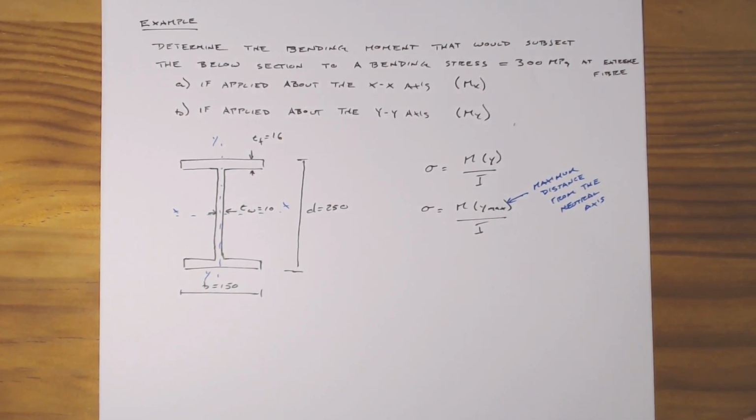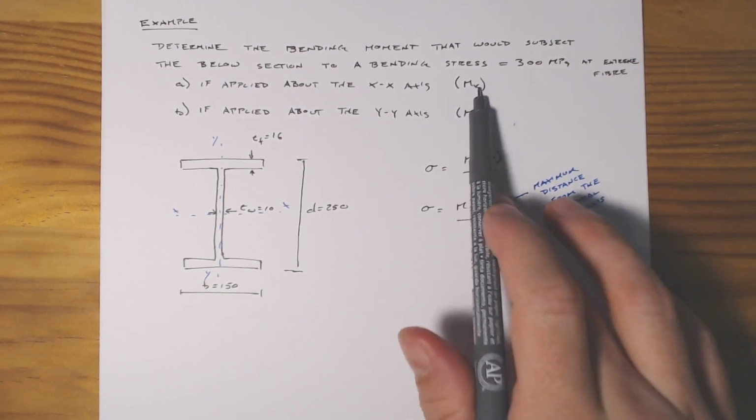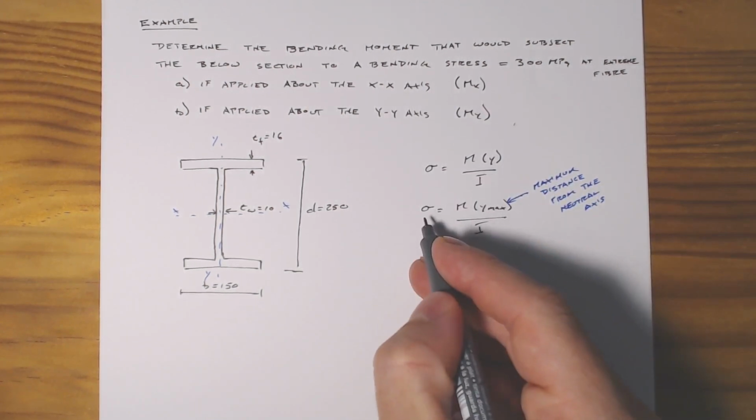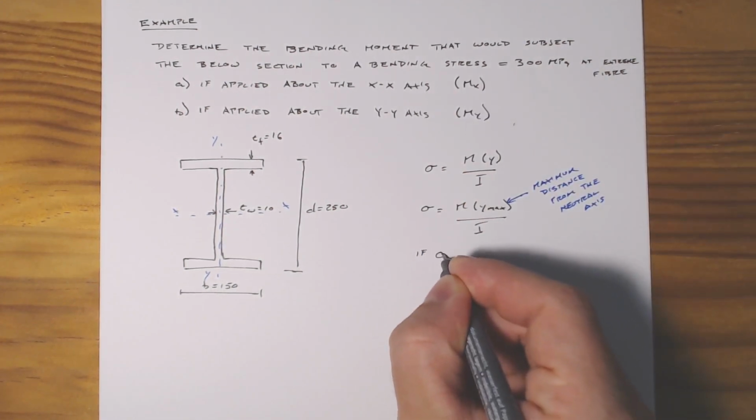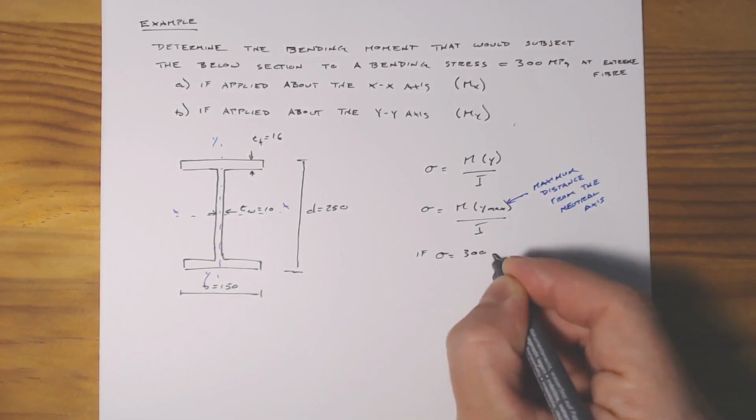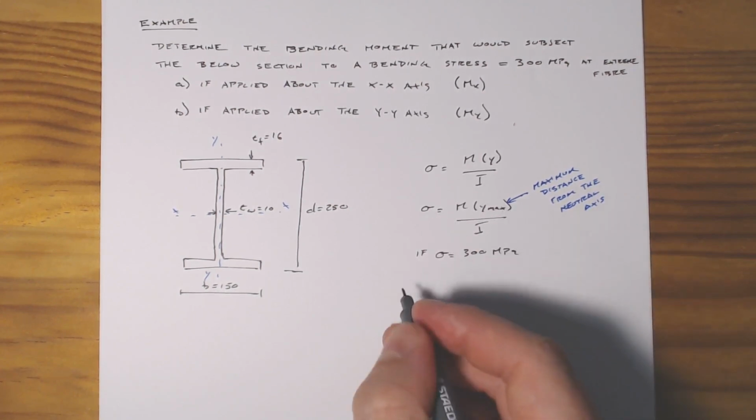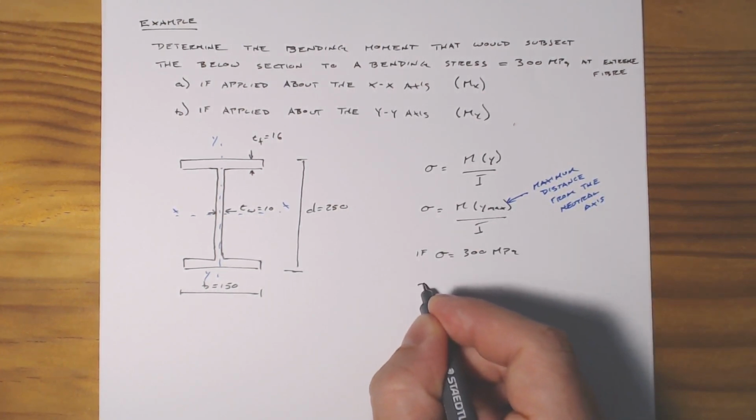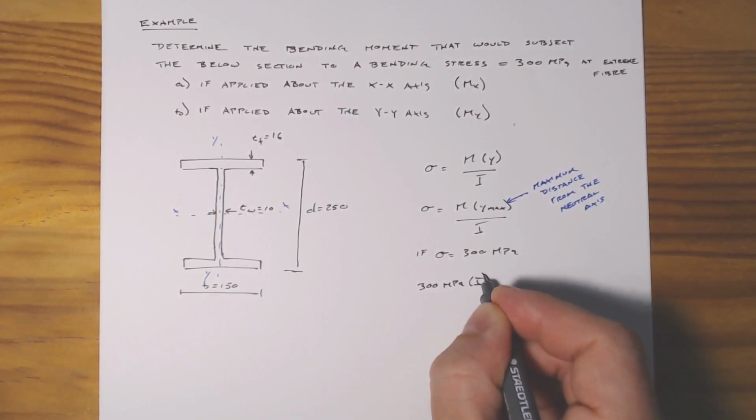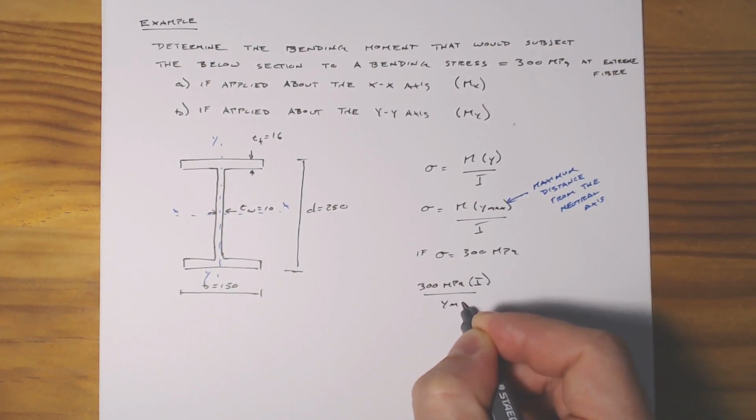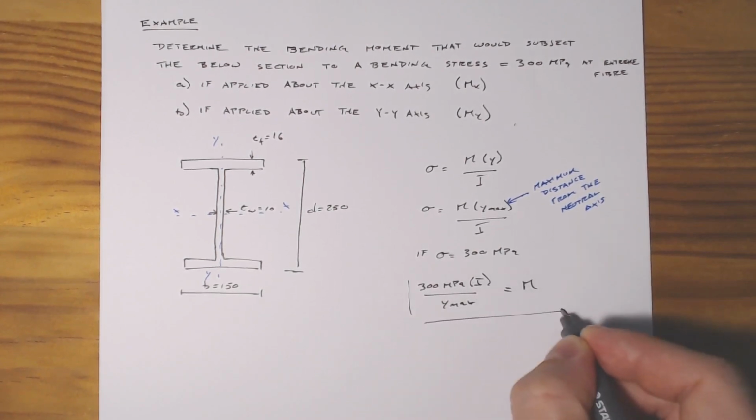All right, and so with all of that, we can do some rearranging. All we're trying to find is this M. So if we want a bending stress of 300 MPa, so if sigma equals 300 MPa, we can do a little bit of algebra and a little bit of substitution. We'd find that 300 MPa times I over y max equals M. So there we go.